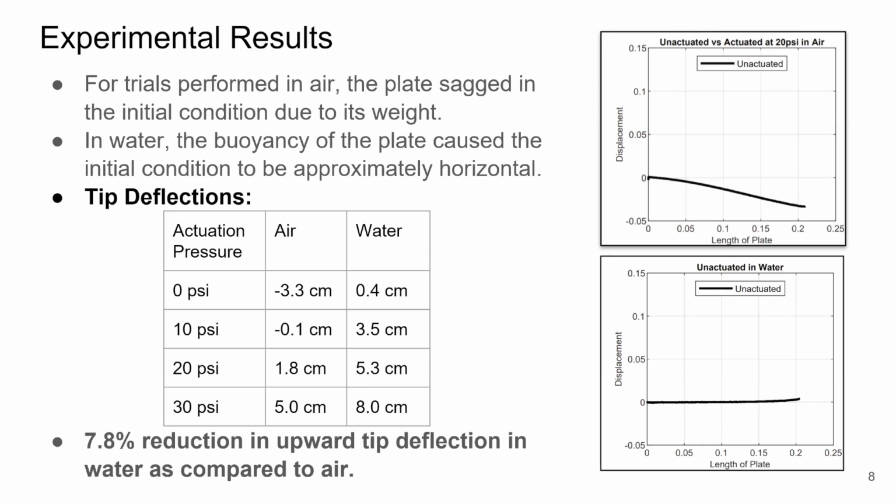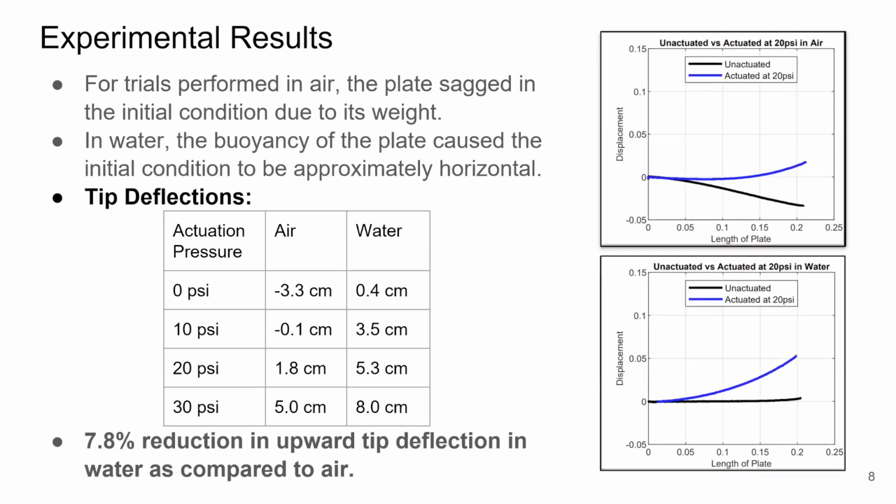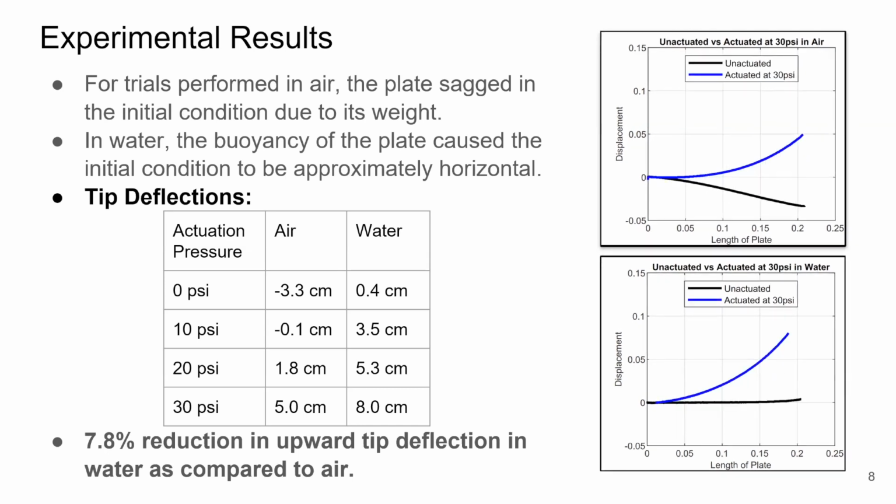The plates were then actuated at 10 psi, 20 psi, and 30 psi. We can see as the plates are actuated at increasing pressures, the plate deforms upwards by increasing amounts. These tip deflections can be seen in the table in the slide. It was found that in water, the plate deformed about 7.8% less as compared to the air experiments.